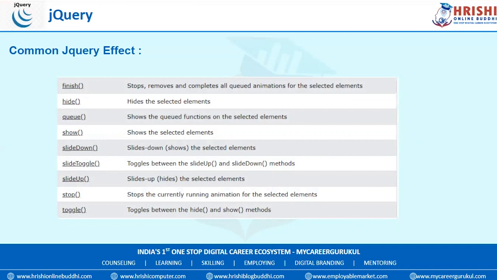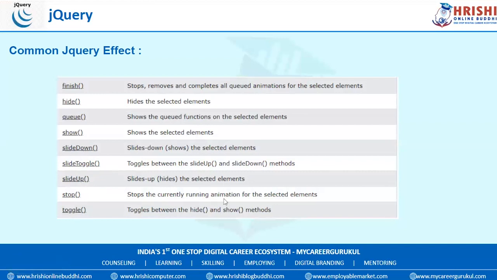Then show displays the selected element. So if you want to show an image or a paragraph or any link on the click of a button, that can be done with the help of show. Then slide down. Slide down is again for any element. If you want to bring any element in from the upper side, down side, left, or right, whichever side, that can be done with the help of slide down and slide up, and slide toggle works between slide up and slide down.